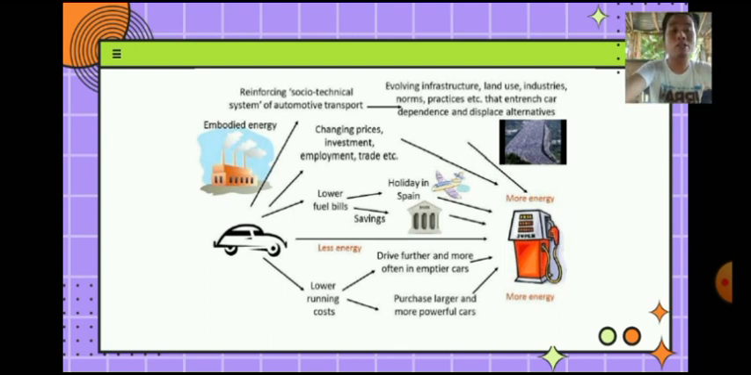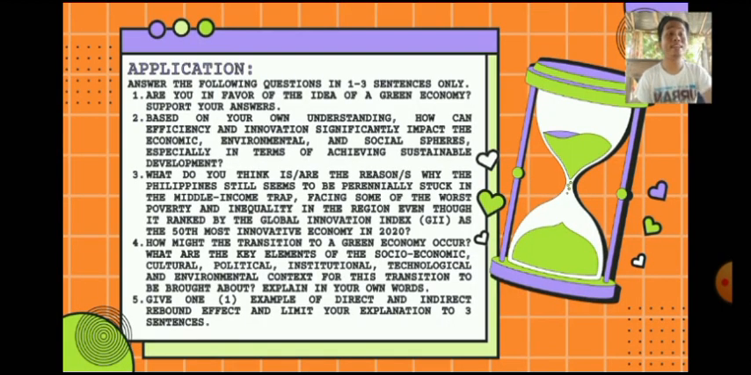And at the top, as you can see, the lower fuel bills, the holiday in Spain, the airplane, the more energy. This is the indirect rebound effect. Like I said a while ago, if your bills are small, or you are selling your car, then the money you saved is spent on traveling to another country, which is a higher level of consumption, which is still part of the rebound effect. So I think that's all, and I hope you understand something.